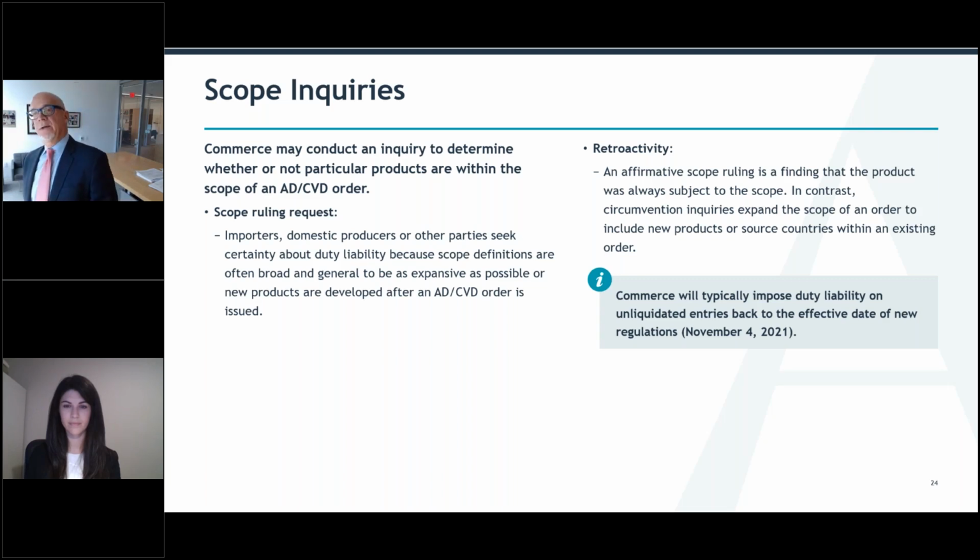So again, another example of potential retroactive liability that needs to be watched carefully. So if you have a question about scope, whether or not your product is in, it's a really good idea to seek counsel to figure out if it's in or out, so you can avoid this kind of catastrophe that might happen later where you're subject to duties going back quite a ways.